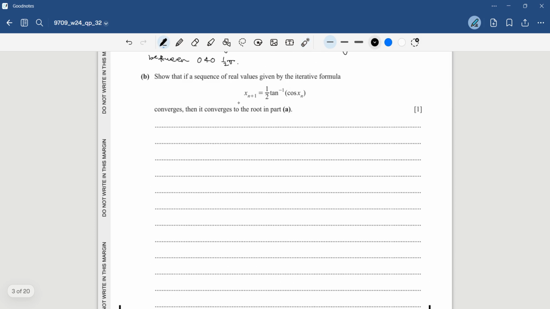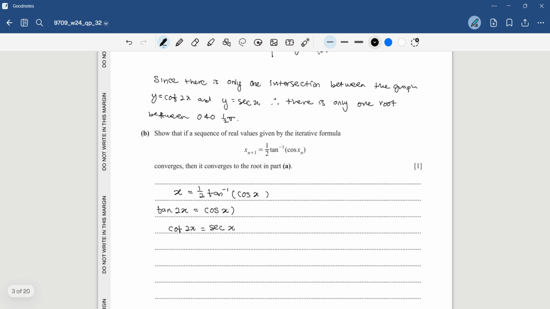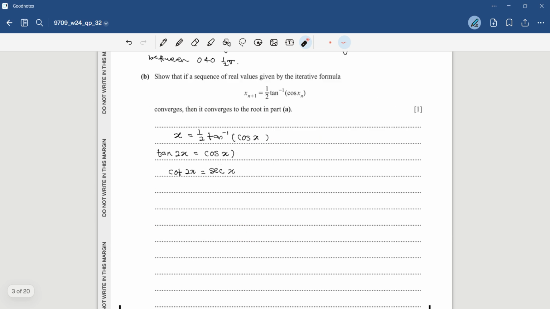For the first step, I let x n plus 1 and x n be the same. So x equals 1 over 2 arctangent of cos x. So it's going to be 2x equals arctangent of cos x, so I can introduce tangent in front: tangent of 2x equals cos x. So it is cot, so 1 over: cot 2x equals secant x. Since I can write this expression into my earlier equation, it means this also converges.